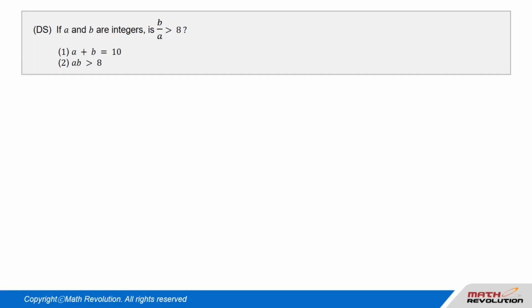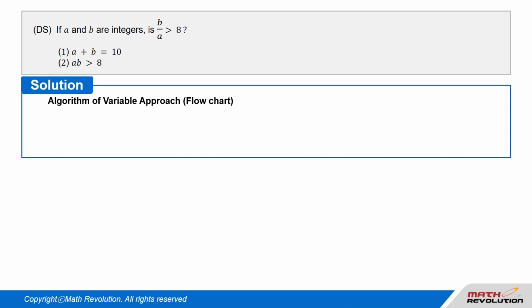Question 2. DS. If A and B are integers, is B over A greater than 8? Condition 1. A plus B equals 10. Condition 2. A times B is greater than 8.